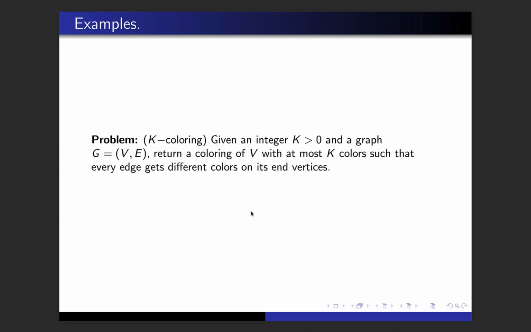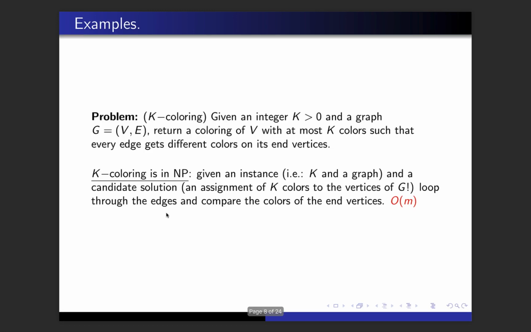Well, let's verify that if I get an input, meaning a k number and a graph G, and I get a candidate solution, I can verify in polynomial time whether or not that is a solution. What does that mean? That means that I will be given a k number and a graph, and also a candidate solution. Now, a solution here is a coloring of the vertices. So that means I will get an assignment of k colors to the vertices of G.